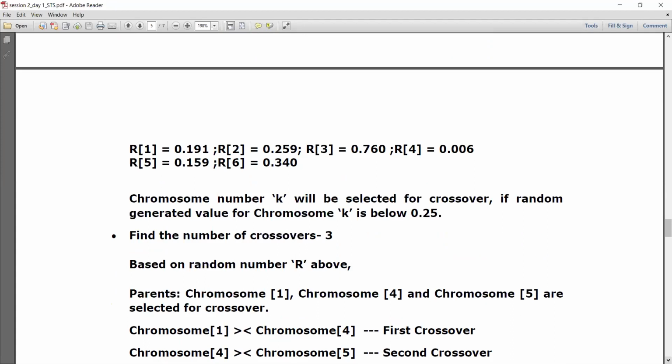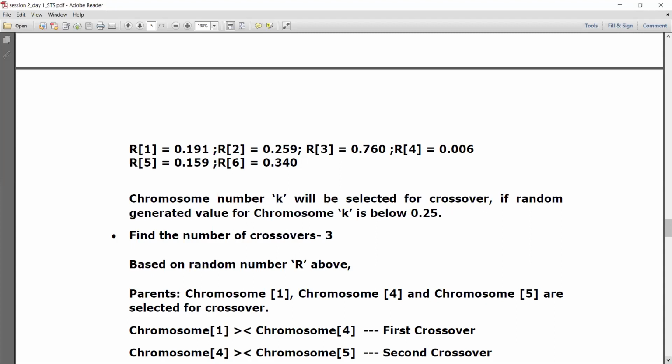Let us take R of 1. R of 1 is 0.191. So it is below our crossover rate, the crossover probability of 25%. If the random number for a particular chromosome, a particular solution, is below that crossover rate, then that particular parent is selected for the crossover operation. Similarly, you scan all the random numbers and select all the crossover chromosomes.